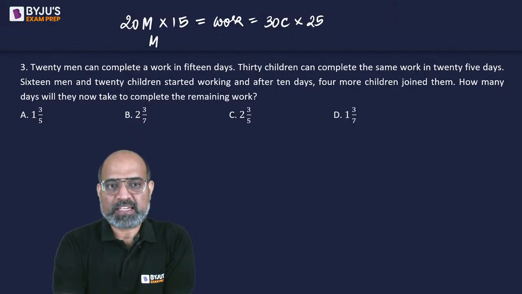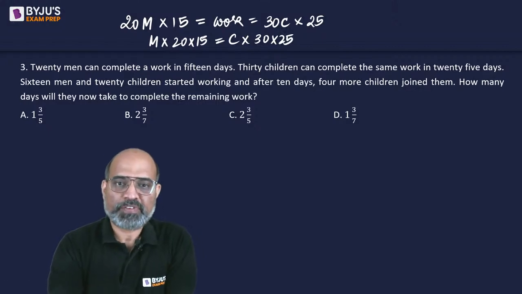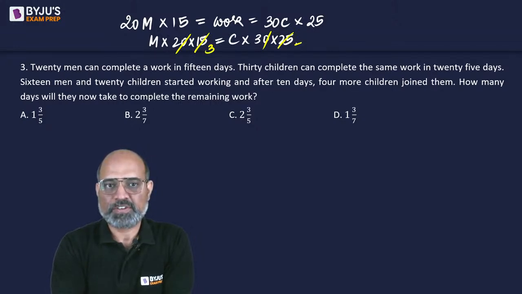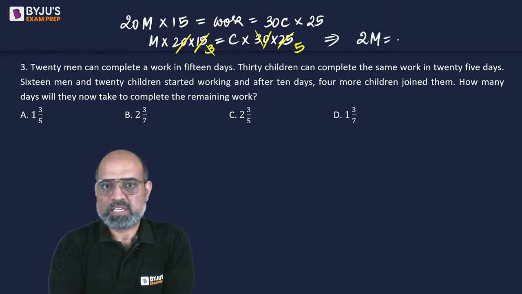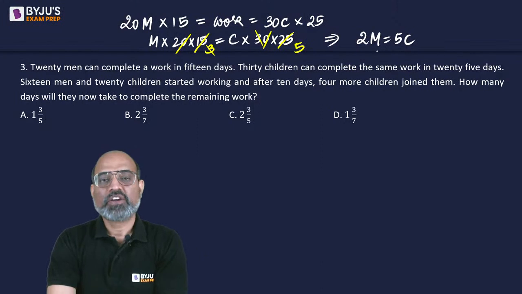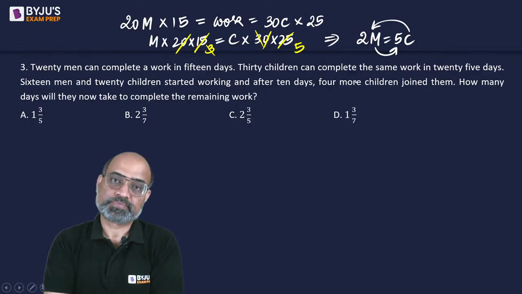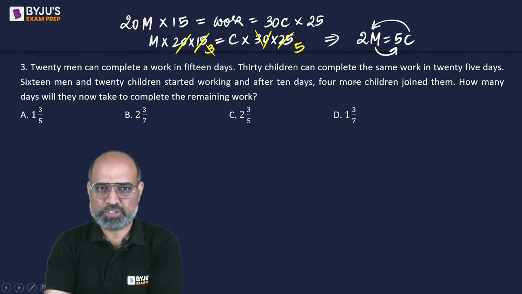So from here we can say that M into 20 into 15 is going to be same as 1 child into 30 into 25. We can simplify this right away. We can take out the tens here, and then we can take out the 5 from the remaining. So this is 5 into 3, and this is 5 into 5. Then we can take out the next 3. So from here we will be getting that 2m is equal to 5c. Okay, or the efficiency of a man is 5 and efficiency of a child is 2. From this, it's actually the ratio, but that is fine.